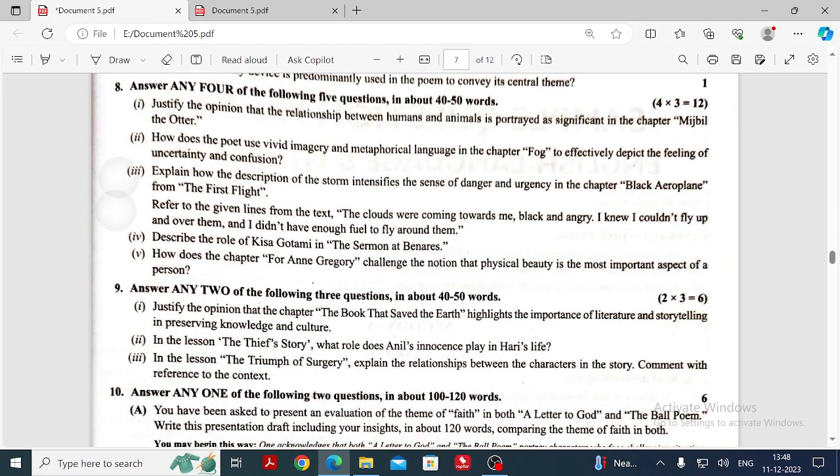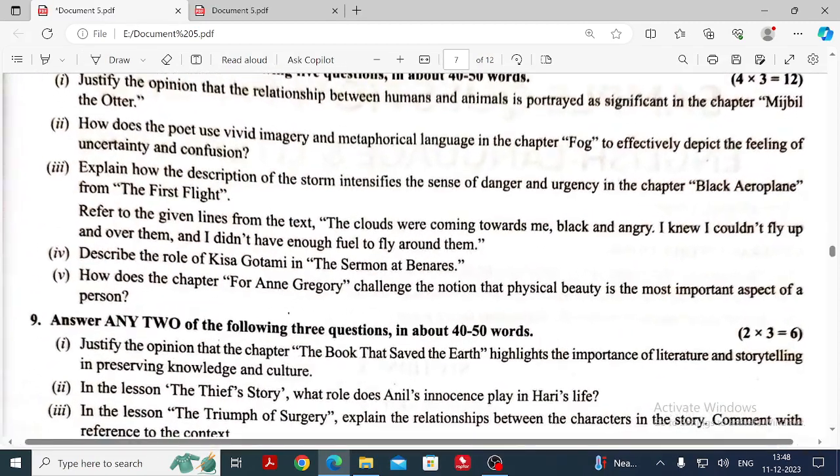See, in the morning, what short answers have we discussed, my dear? Does anyone remember? In the morning, the first lesson we discussed, the first question, was from A Letter to God. Second, The Ball Poem. Third one, Madam Rides the Bus. Fourth one, Coorg. And then fifth one, Amanda.